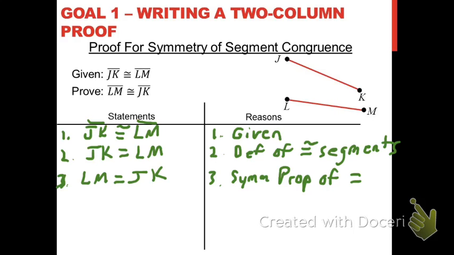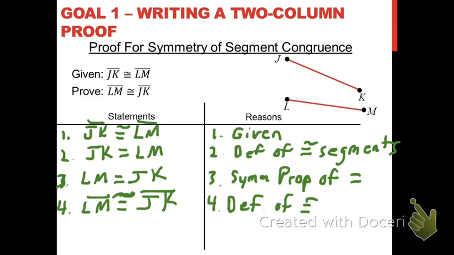All right, finally, if I know that the distance from L to M equals the distance from J to K, well, that makes those two segments congruent, doesn't it? So, segment LM is congruent to segment JK. That's supposed to be a wavy line. And how did I know that those segments were congruent to one another when their lengths were equal? Well, again, that's the definition of congruent segments. If two segments are the same length, then they are congruent to one another.